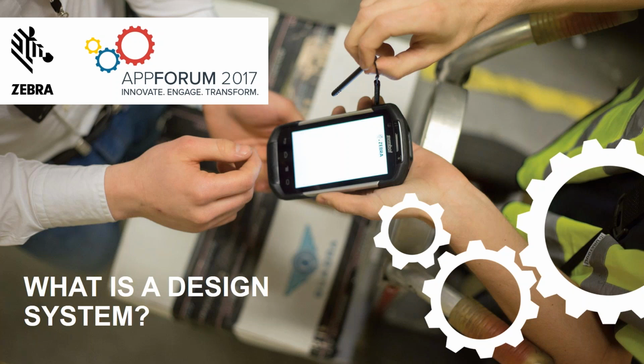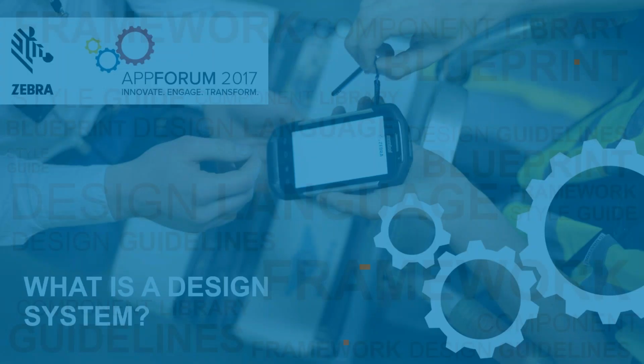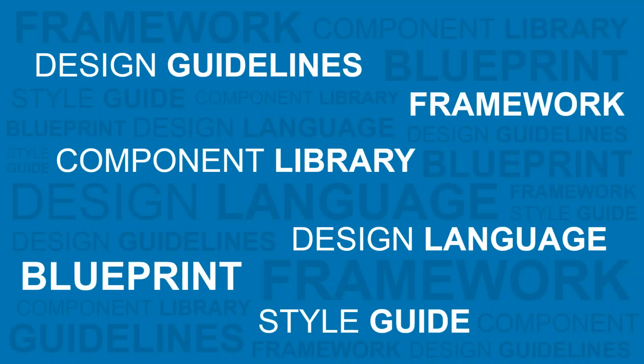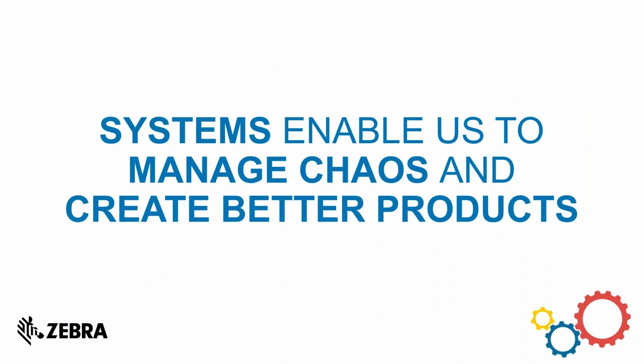So we're starting with what is a design system. Guidelines, a library, a framework, a style guide, a blueprint. You may have heard any of these terms to describe a design system. We chose the word system specifically because systems enable us to manage chaos and create better products. So think about that for a moment. Why is that? Inherently to a system, it has a holistic approach. It has an end-to-end solution built into it. And that's why we like to think of this as a system.